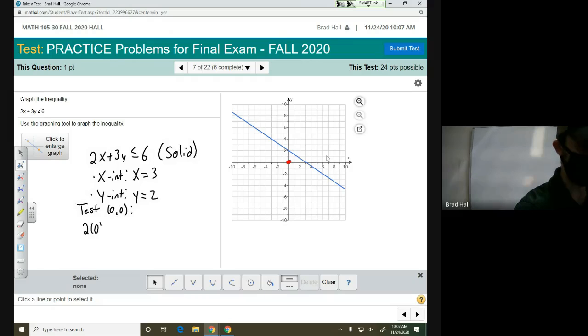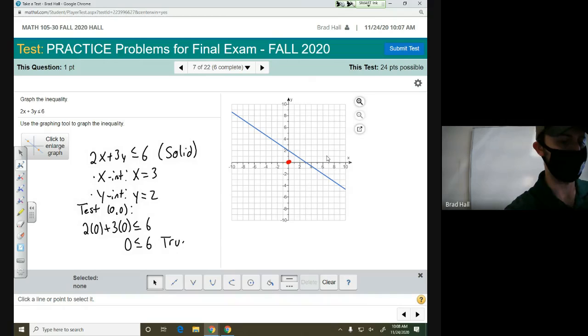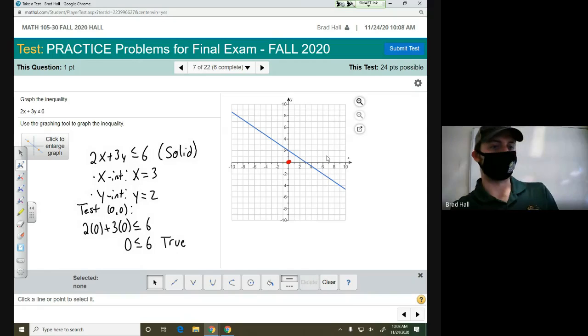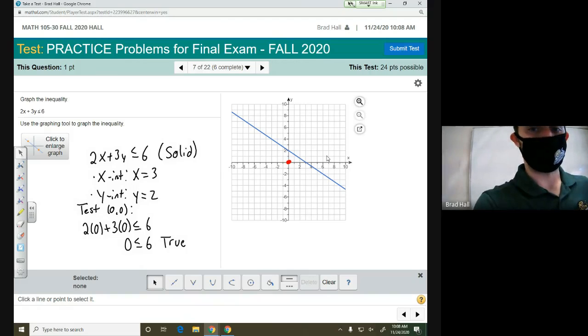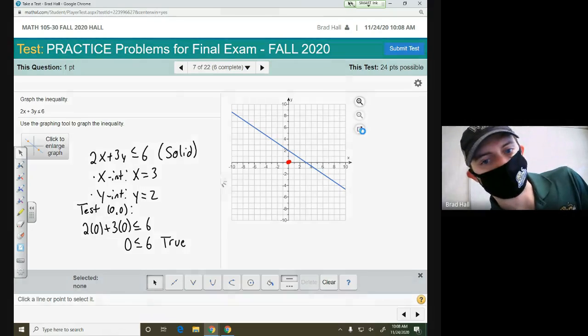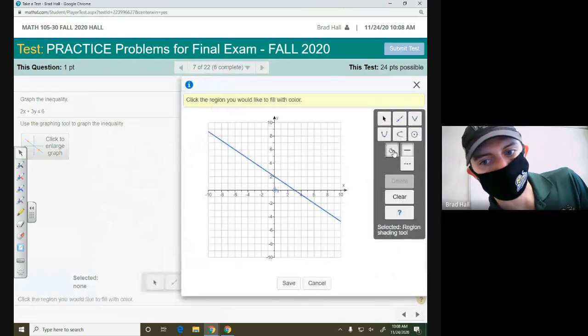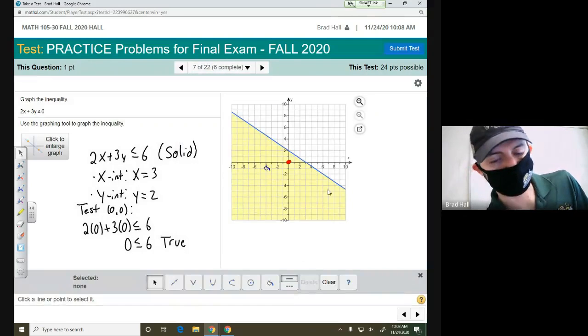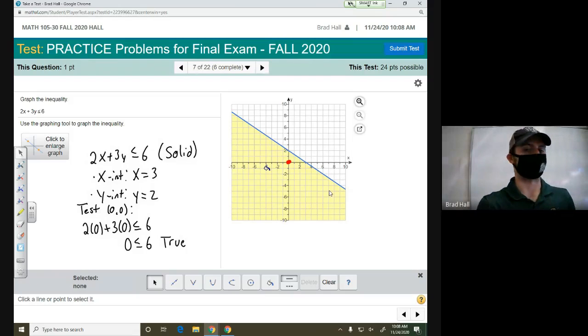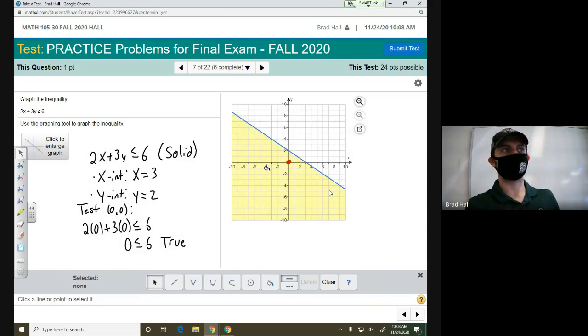So 2 times 0 plus 3 times 0 is less than or equal to 6. That's the original inequality. And so that gives us 0 is less than or equal to 6, which is a true statement. So because we get a true statement, we shade on the side of the origin. So click the bucket tool, and we shade on the side of the origin, just like that.